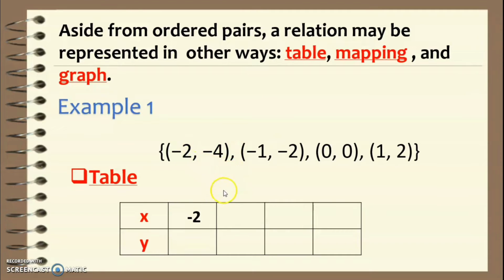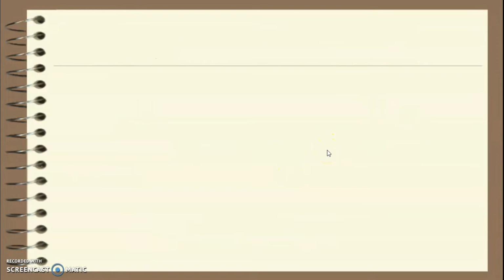Then our y or our range is negative 4. Second ordered pair, negative 1 ang x. Then negative 2 ang y. Third ordered pair, 0 ang x, 0 ang y. Fourth ordered pair, 1 ang x, 2 ang y. Ganun lang kasimple, i-represent natin in table. Okay, next is we will represent this relation by mapping.